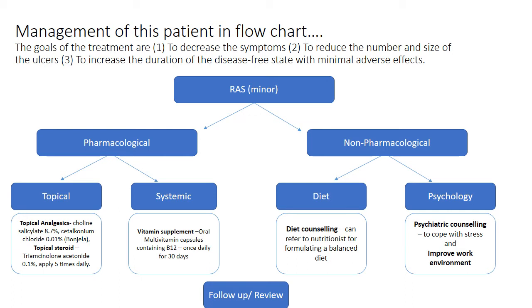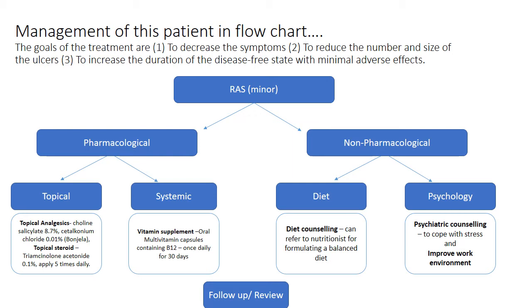So we have to keep some goals for the treatment. In this case, the first thing is to decrease the symptoms, to reduce the number and size of the ulcers in this patient, because that is his chief complaint, and to increase the duration of the disease-free state with minimal adverse effects, because there is recurrence. The patient has come back with recurrence. He has already had this episode and he has come back with recurrence. One of the goals of our treatment should be to prevent recurrence of the same.